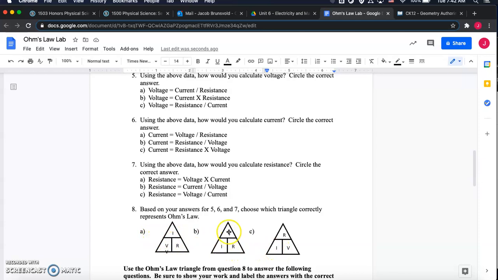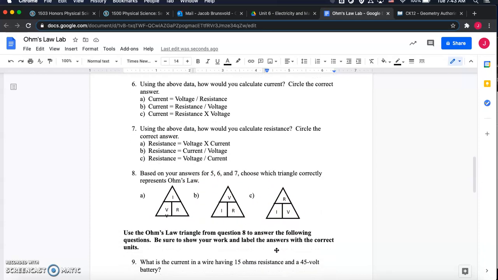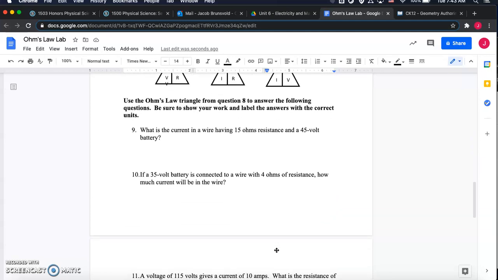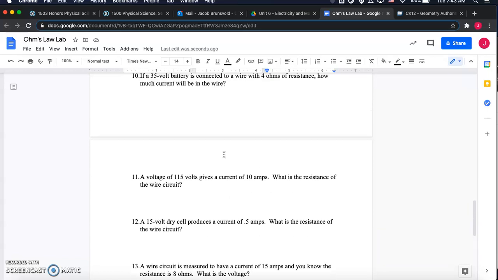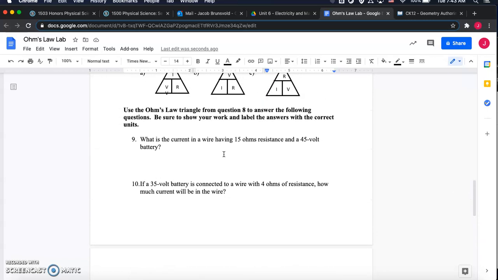So remember, whichever variable is on top, you're multiplying the bottom two to get to the top. Whichever variable is on bottom, you're taking the top one and dividing by the bottom one, right? Same thing over here. For example, if the answer is C, then I equals R divided by V. So figure out which one of these is the right one. And then once you have the right triangle to represent the relationship, you're going to try to solve these practice problems, 9 through 14, using that triangle. Let me know if you have any questions.